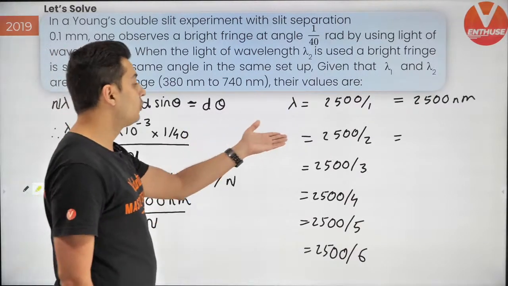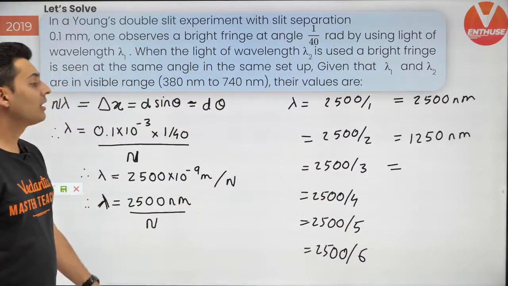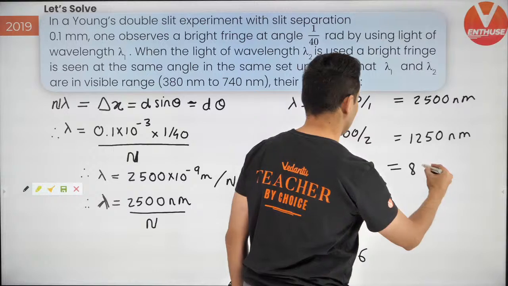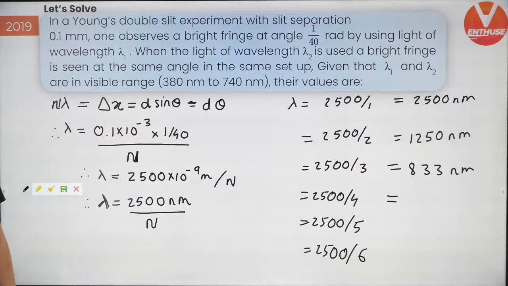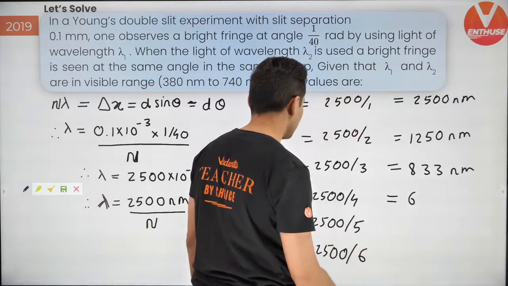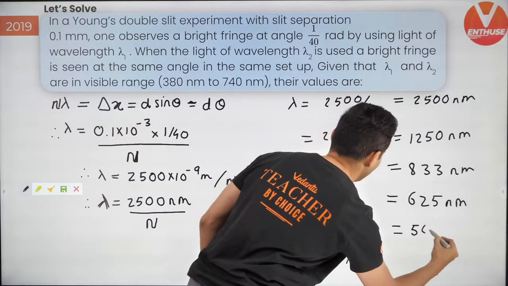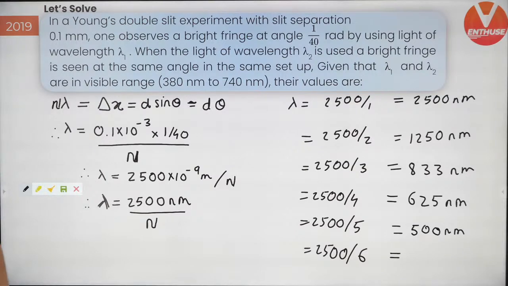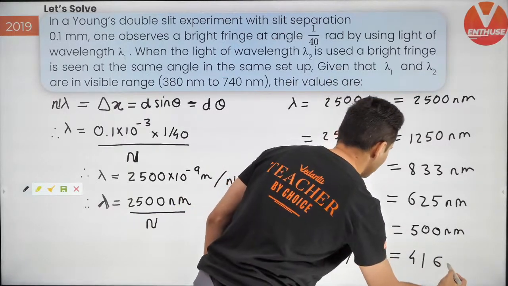So 2500 divided by 2. How much is it? 1250 nanometers. Then 2500 divided by 3, approximately 833 nanometers. Then divided by 4, 625 nanometers. Then 2500 divided by 5 will be 500 nanometers. And then 2500 divided by 6, approximately 416 nanometers.